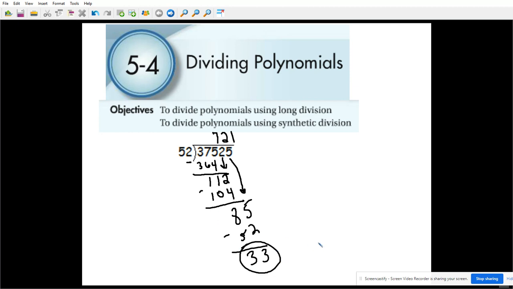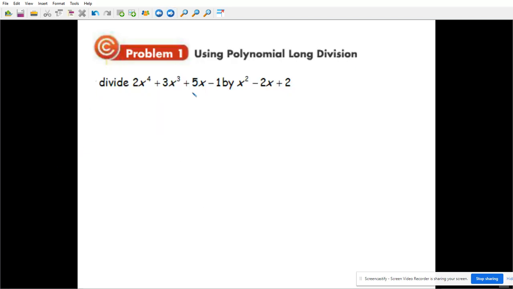This number here is called my remainder, okay? So I put my remainder, and we used to go something like this, remainder 33, or we could go 721 and 33 over 52. Okay, so plus 33 over 52. The 33 is my remainder, and the 52 is the number that we divided by.